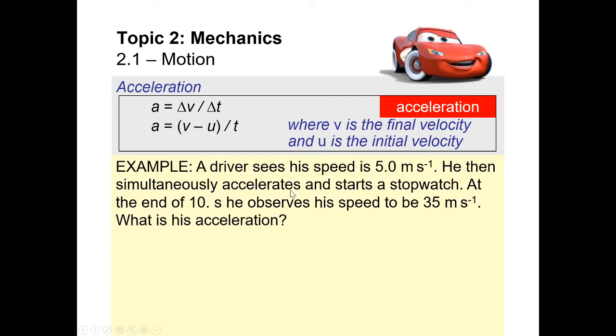Okay, let's try this problem. A driver sees his speed is 5 meters per second. He then simultaneously accelerates and starts a stopwatch. At the end of 10 seconds, he observes his speed to be 35 meters per second. What is his acceleration?